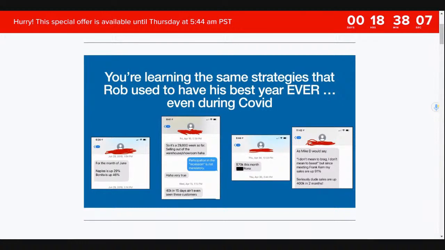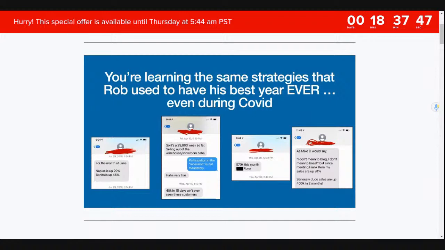He did 70 grand the month in sales. April 30th, which is awesome because it was right in the middle of Corona. No one could leave their house. He was showing people furniture over FaceTime on his phone. Like, what? And then the most recent text, after I asked him if I could use the story, he's like, sure, man. My sales were up 91%, 400 grand in 2 months.